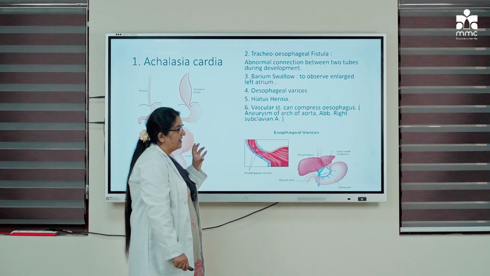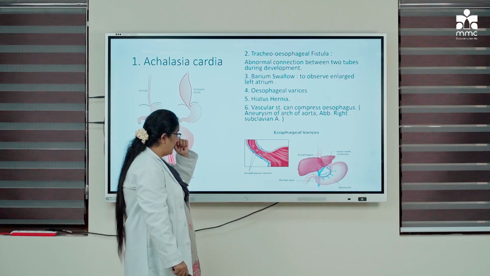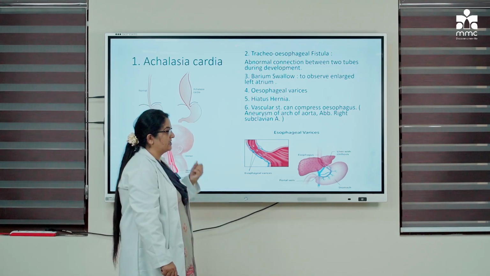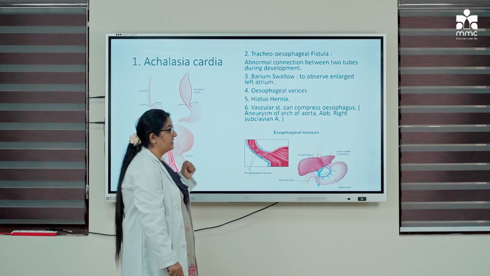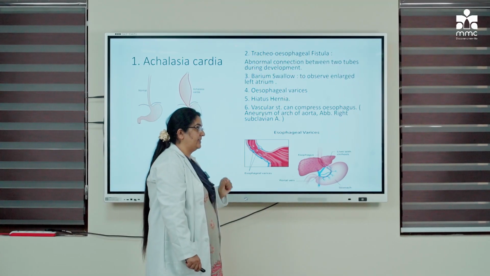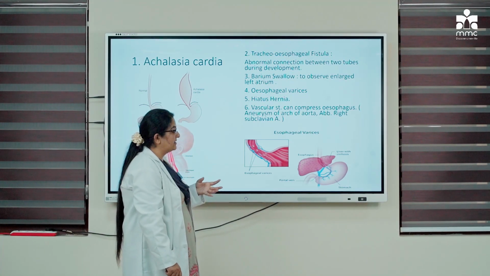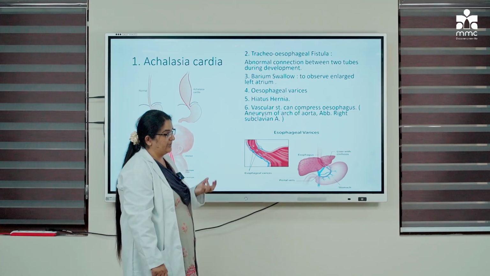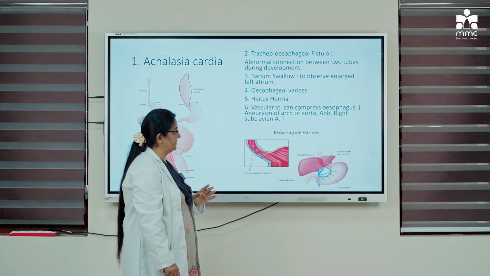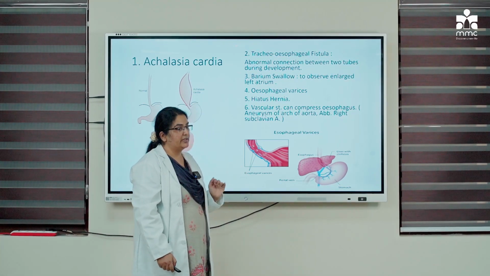Apart from that, there is the hiatus hernia. That means in the hiatus hernia, the stomach can slip up into the thoracic cavity. Apart from that, an important question is vascular structures which can compress the esophagus. There is one congenital structure, that is the aberrant right subclavian artery. Apart from that, there is another condition which can develop, that is the aneurysm of the arch of aorta, which is the ballooning of the arch of aorta. So these are the things which we should know about the esophagus.